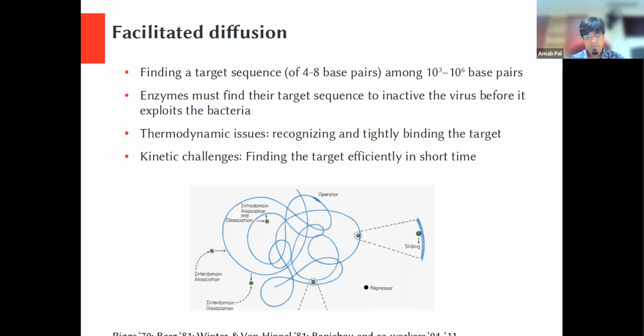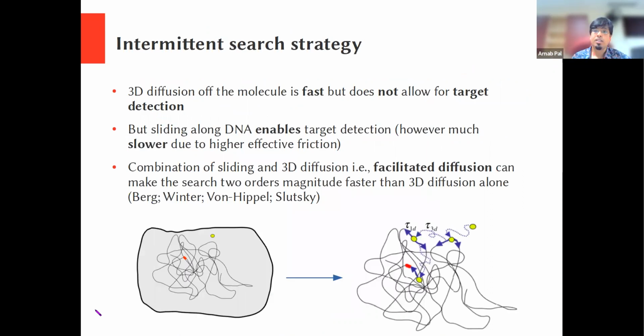I'm not getting into that, but the key challenges here are essentially two. One is the thermodynamical issue, where it has to find the target within the energy budget. And then it cannot really take infinite time to find this target, right? So these are the two observations people had in mind. And then there are some seminal works by experimental groups from different places, and the bottom line from these experiments was that there is something called an intermittent search strategy, which is taking place here.